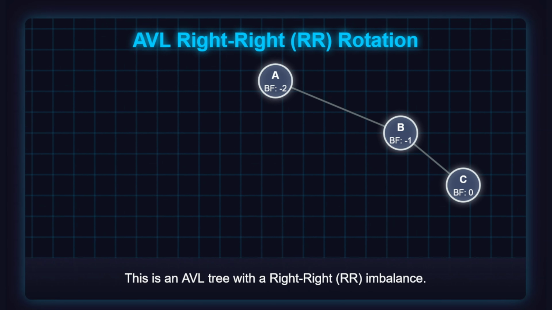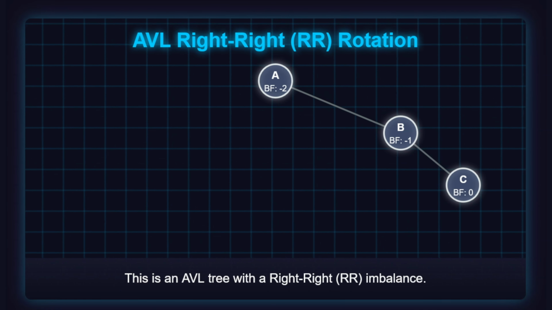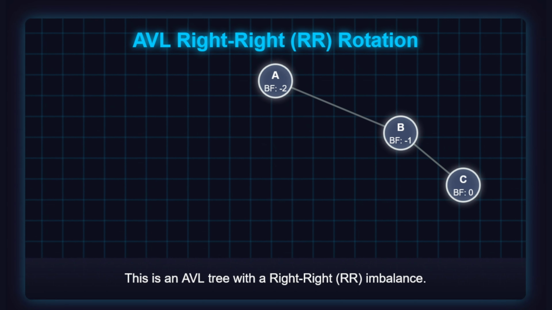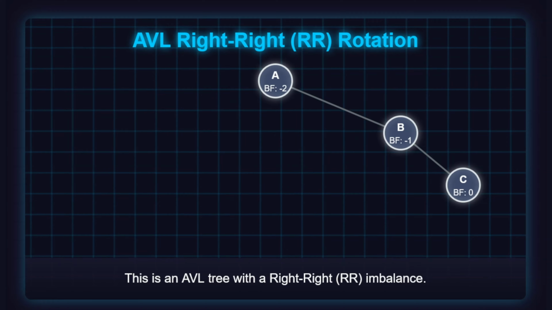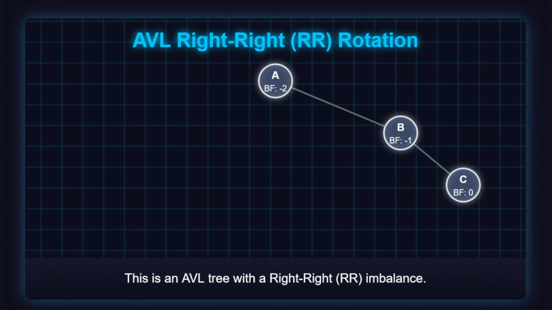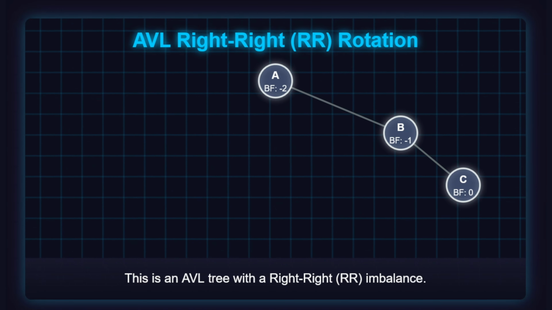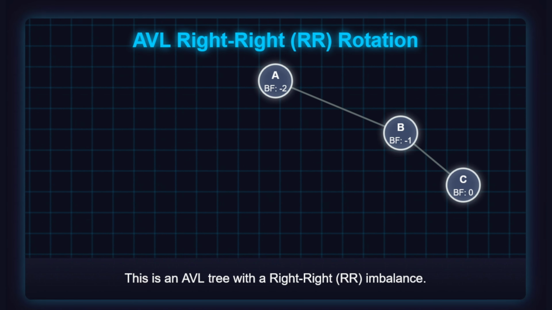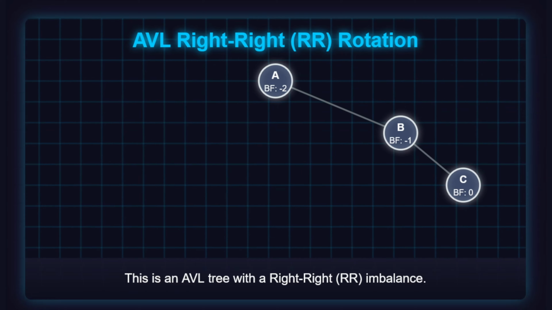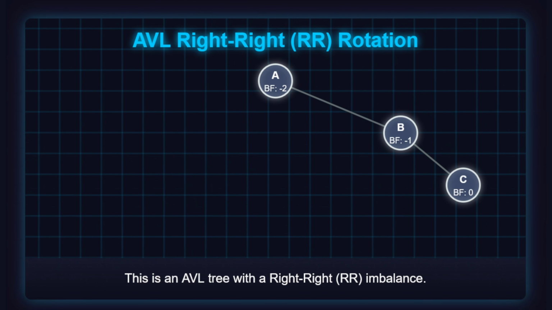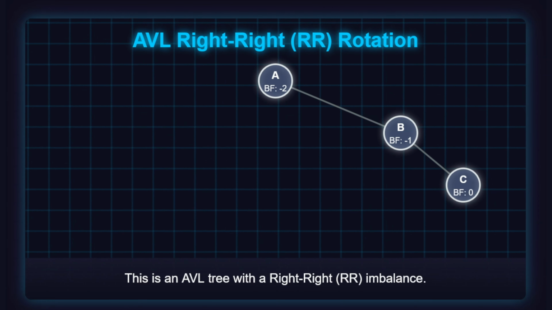Node A has B as its right child, height 2 due to C, and no left child, height 0. So its BF is 0 minus 2, which equals -2. An AVL tree requires balance factors to be -1, 0, or 1. A BF of 2 or -2 means that AVL property is violated. Let's see how we fix this imbalance.